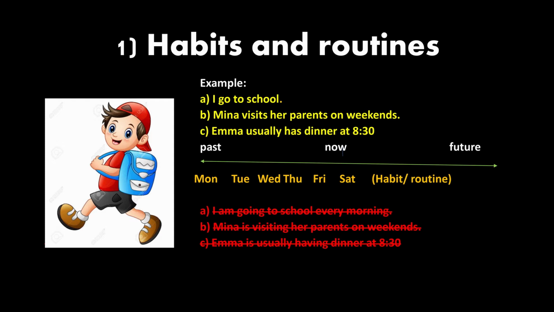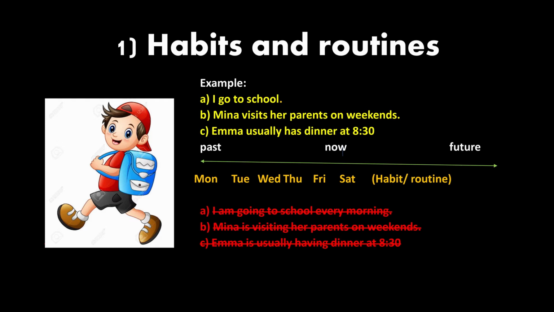So the four main uses of simple present tense are to talk about habits and routines, permanent situations, facts about the world, and finally the very important, talking about states with state verbs. So let's start with habits and routines. Well, when I say I go to school, you know that I do the action regularly.